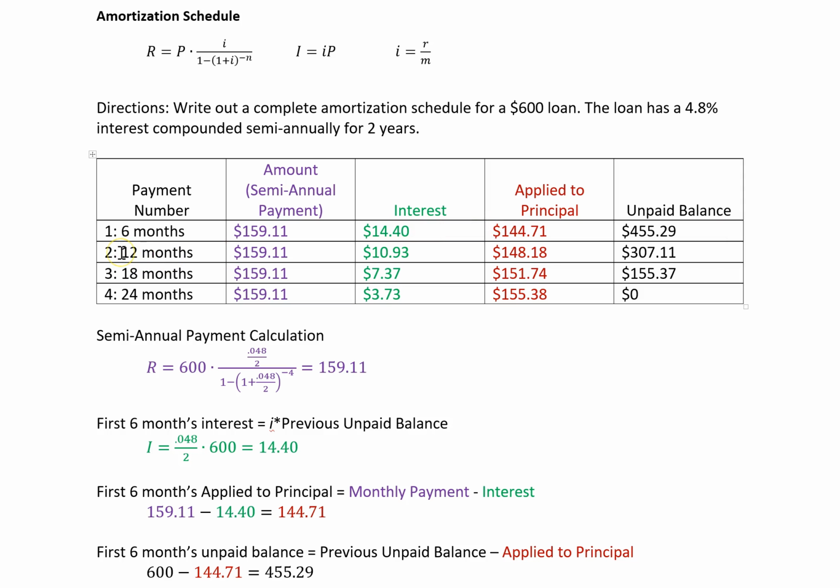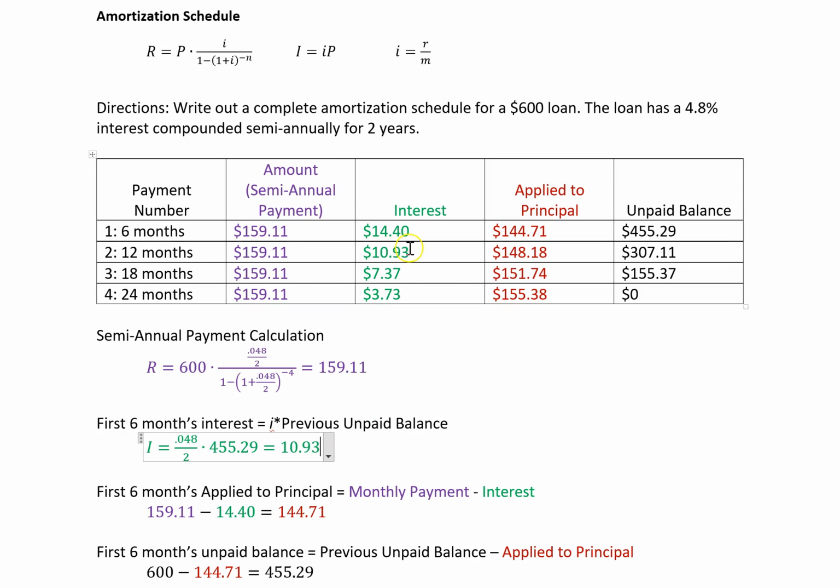When we come to the second payment, our amount that we pay is still $159.11, but the interest is now different because the interest is calculated on the previous unpaid balance. That means in my formula for interest, the $600 is no longer $600. It's now my unpaid balance of $455.29. And that calculation gives us an interest amount of $10.93.